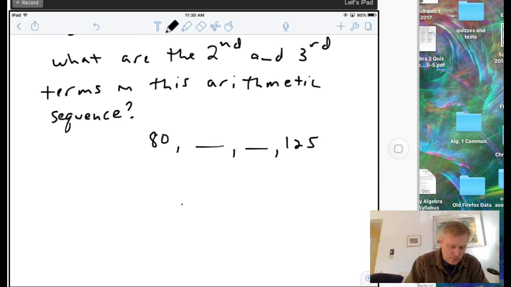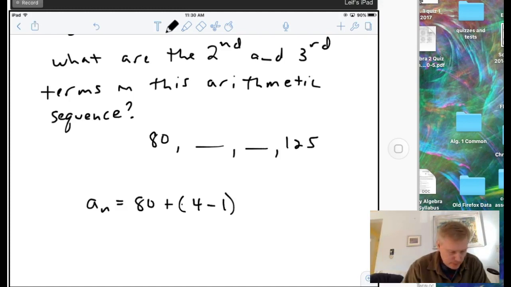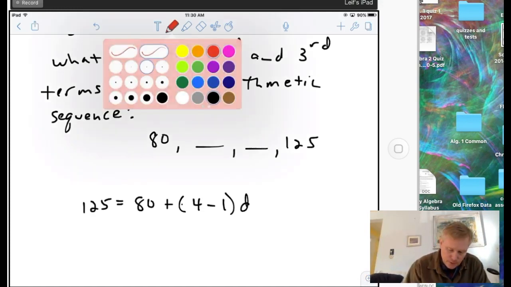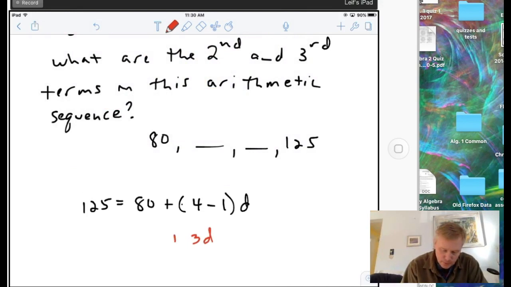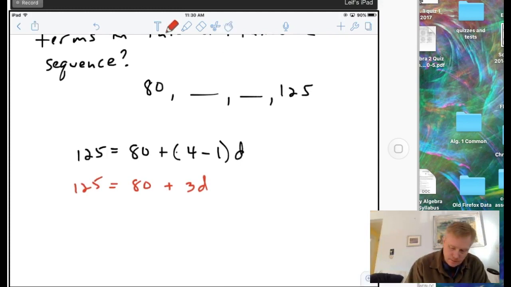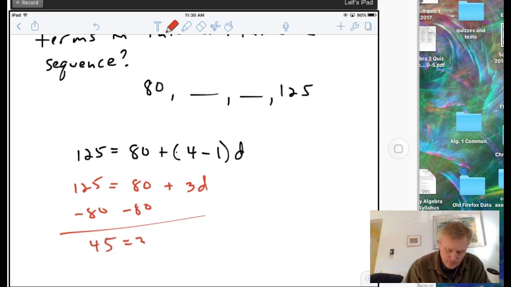Okay, welcome back. So, if I take the formula, the A of n equals, if I plug in the first number is 80, plus the fourth number is 125. I'm trying to find D. So since that fourth number is 125, I'll plug it in there. And now I'll solve it out. 3D plus 80 equals 125. And if you solve that out correctly, you get D equals 15, which is great.